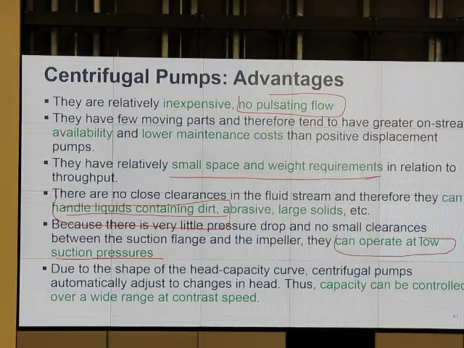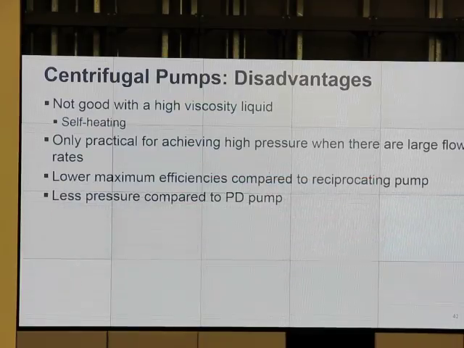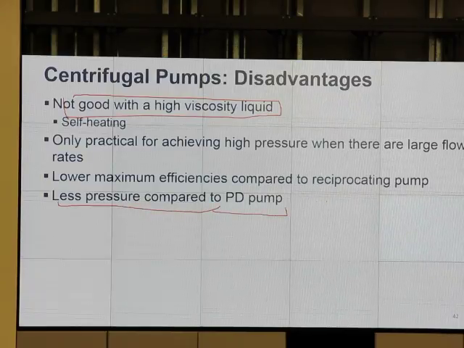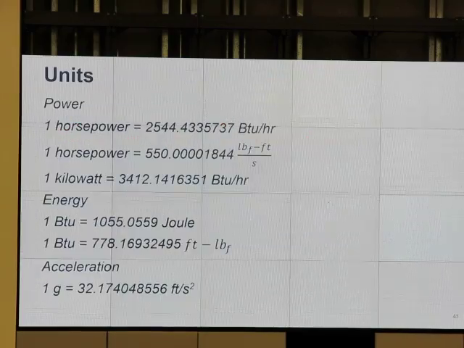PD pump will have pulse, because we push back and forth. If it's reciprocating motion, of course, we will have some pulse. Disadvantages of centrifugal: doesn't work with high viscosity fluid. It has self-heating, and delivers less pressure compared to PD. I think we are done with this, right?